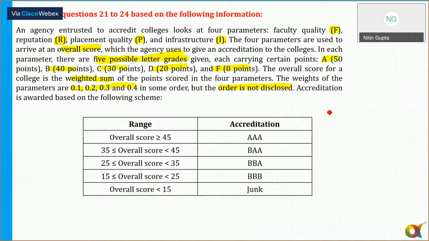So we know that there are four parameters, that is F, R, P and I. On these four parameters there is a weighted sum given.